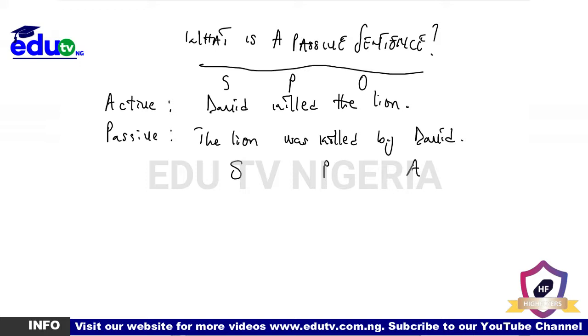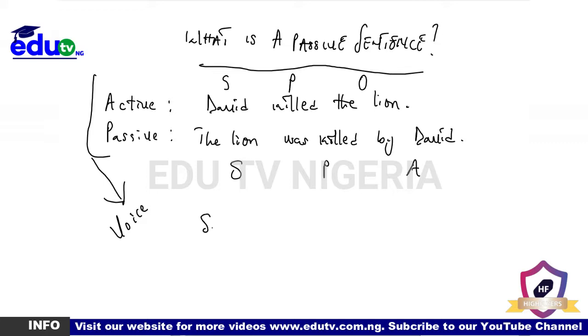Now, a sentence based on voice can be divided into two, as you've known. We have what we call the active voice, and then we have what we call the passive voice. So all of these things are called voices. So a sentence based on voice can be divided into two. So we have the active voice, and then we have the passive voice. So an active sentence is one whose subject is usually the performer of the action.